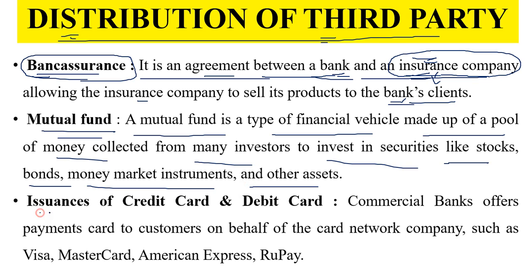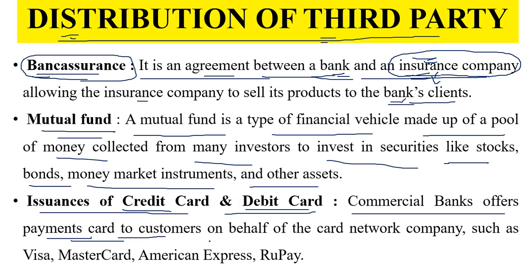Next is issuance of credit card and debit card. Now commercial banks offer payment cards. Payment card means credit card and debit card. So commercial banks offer payment cards, that is, credit cards and debit cards, to the customer on behalf of the card network companies such as Visa, MasterCard, American Express and RuPay.